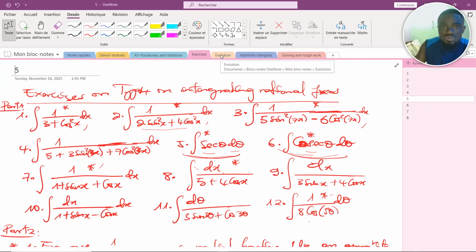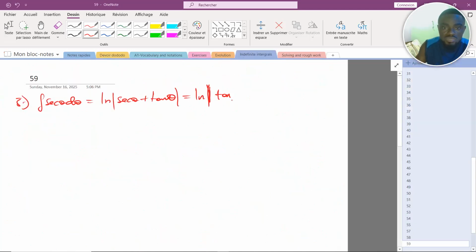Remember these results. It's true some are in your formula booklet, but remember them. It's very important. Ln of the absolute value of tan of x on 2 plus pi on 4. Okay, so the first thing, oh, I forgot something, plus the constant of integration, which is equal to ln of the absolute value of tan of x on 2 plus pi on 4 plus our constant of integration.